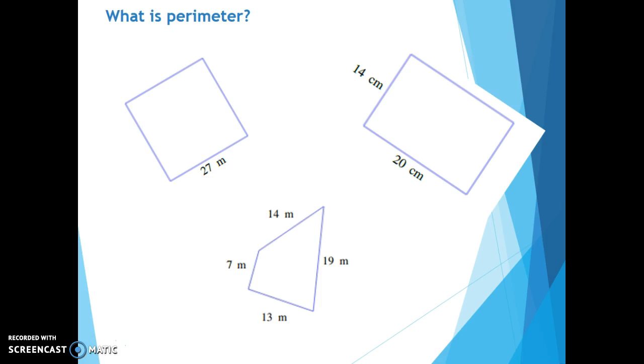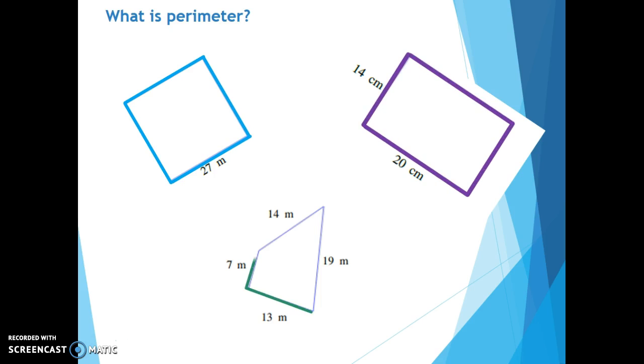First of all, what is perimeter? Perimeter is the distance around a shape. To calculate perimeter, you simply add the lengths of the sides.